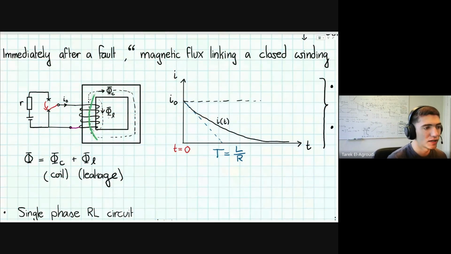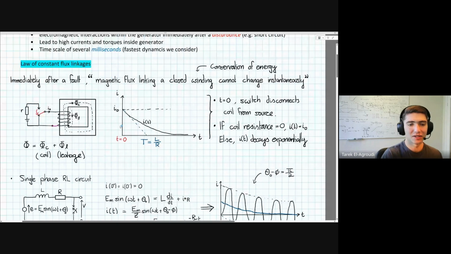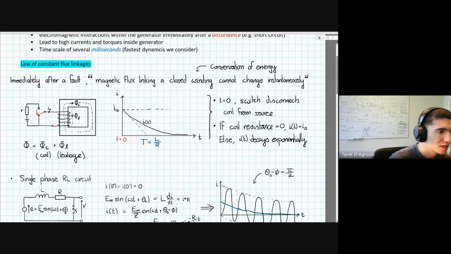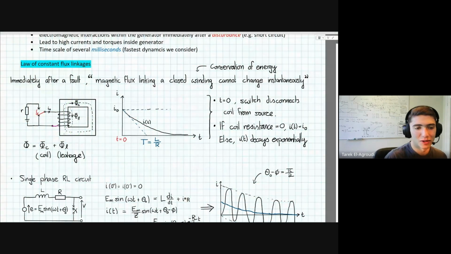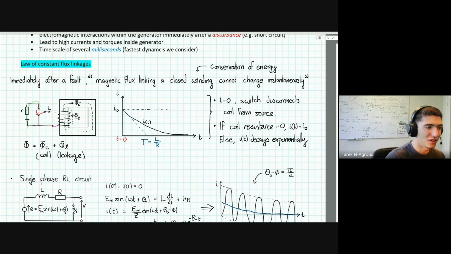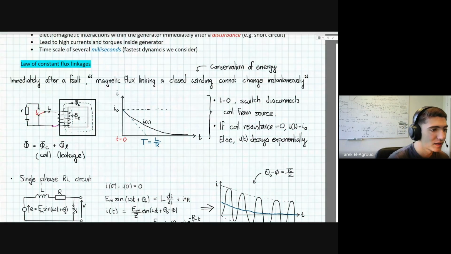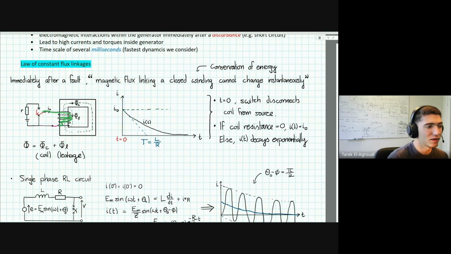However, because there was a flux here before, the principle of conservation of energy basically states that this flux can't change instantaneously. If there was no resistance in this wire at all, then the flux would remain constant. Since this current no longer comes from the voltage source, it has to be induced due to this flux, so you would have a constant current induced here to maintain this flux.